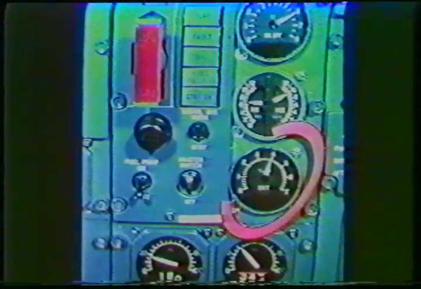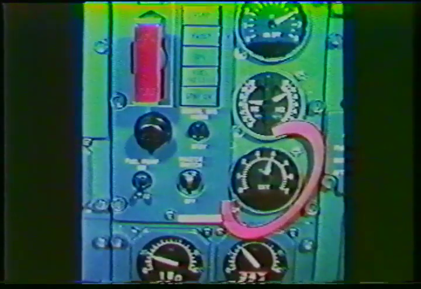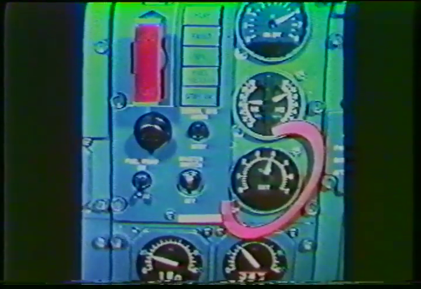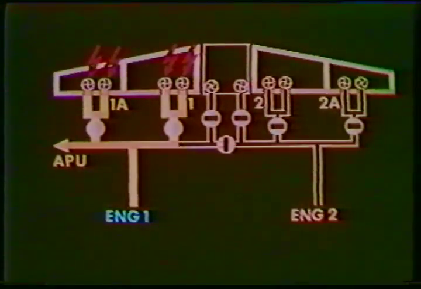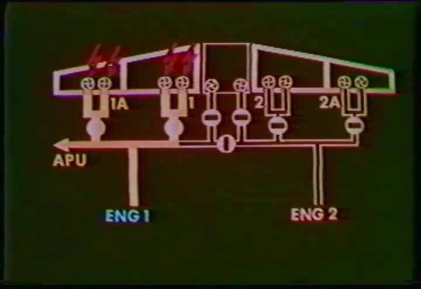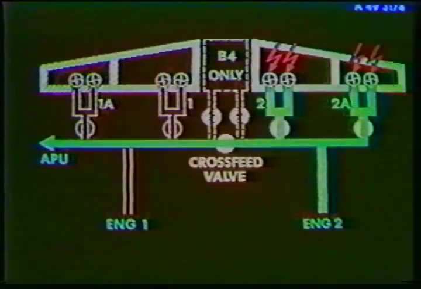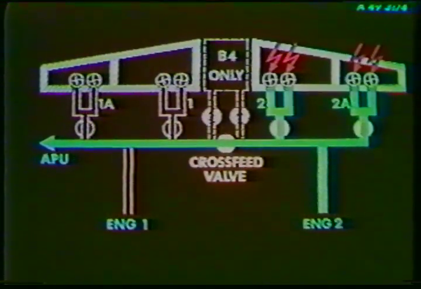An exhaust gas temperature indicator gives the temperature in degrees centigrade. Now, let's look at the APU fuel system. Fuel from the left wing tank, and more particularly fuel tank 1A and the center tank, normally supplies the APU. But the right wing tanks may also be used when the crossfeed valve is open.